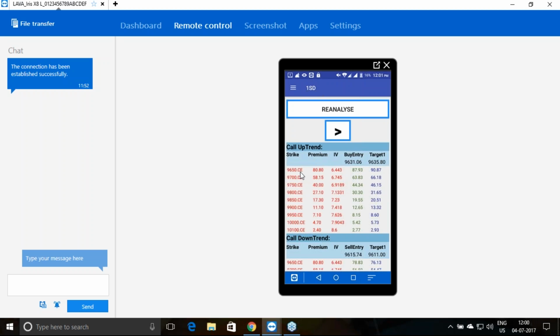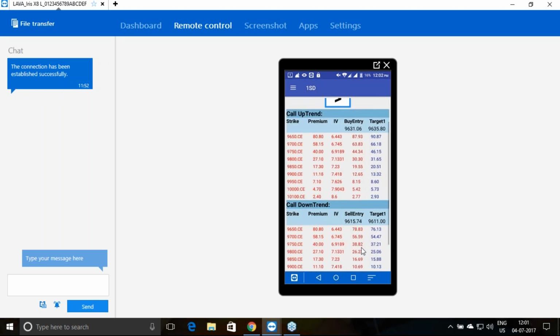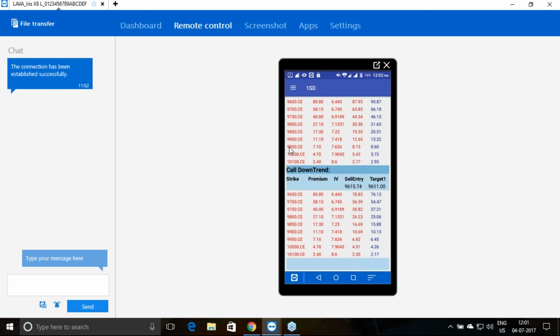I'm just analyzing. So these are the options above the last traded price. So call options above the last traded price and their analysis. What premium they have traced, what is their IV at buy entry price level, what will be their premium when the Nifty goes to target 1, what will be their premium when Nifty goes to target 2, target 3. And in the downtrend, currently they are 80. Once the Nifty goes to the downtrend sell entry level, what will be its target and other things.